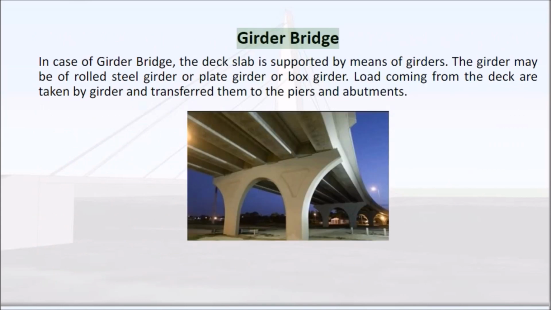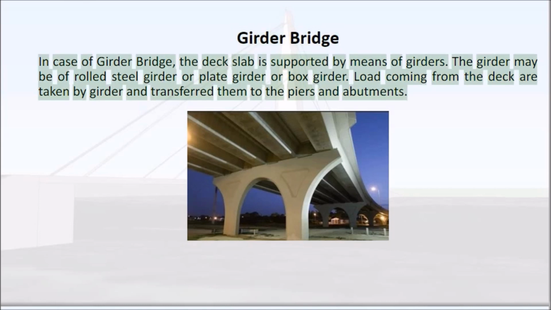Girder bridge: in case of a girder bridge, the deck slab is supported by means of girders. The girder may be a rolled steel girder, plate girder or box girder. Loads coming from the deck are taken by the girder and transferred to the piers and abutments.